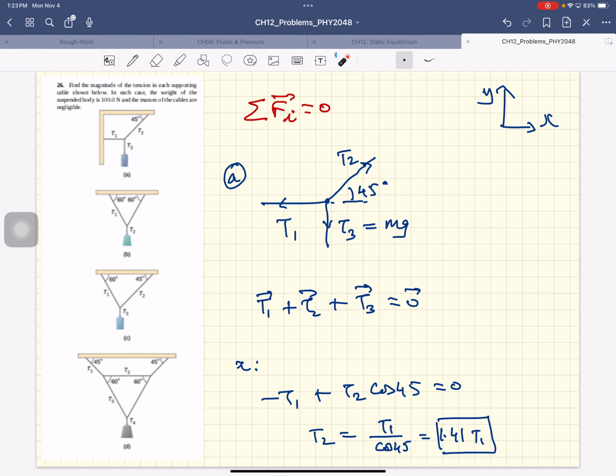So this structure is, here's the weight you've suspended, mg. The tension here is mg. And the tension here is 1.41 mg. So by hanging it like this, you now need a cable that is 40% stronger than the weight you're supporting.